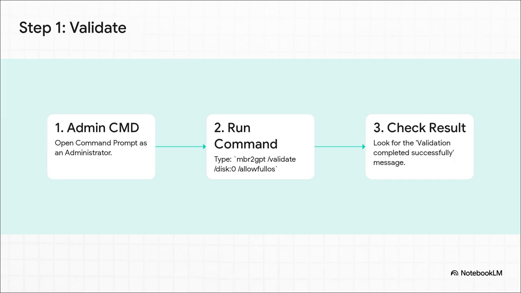Step 1 is just a simple safety check. You're going to open up Command Prompt as an administrator, that part's important, and then type this command. Just make sure your main drive is disk 0. If it's not, you'll need to change that number. The key part here is /validate. This doesn't actually change anything, it just checks to make sure the conversion can be done safely. If you see validation completed successfully, you're good to go.